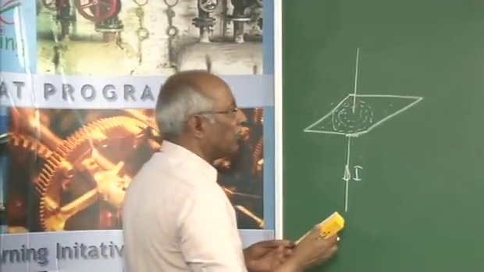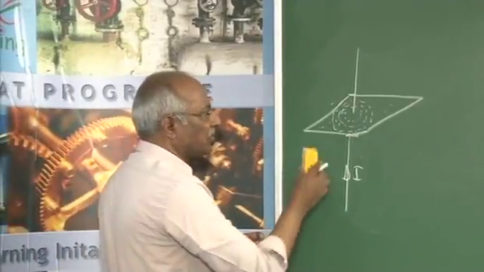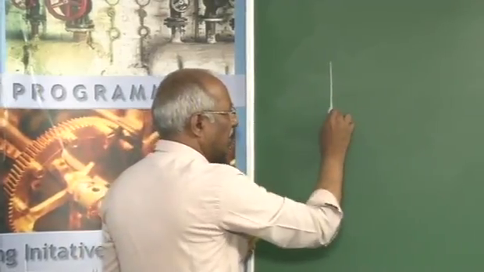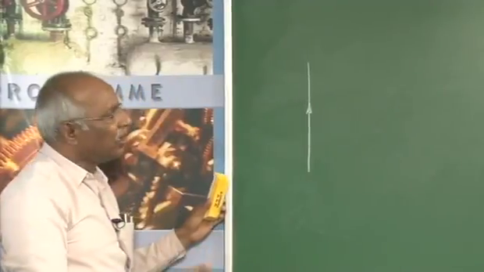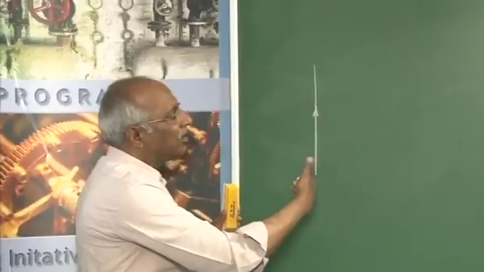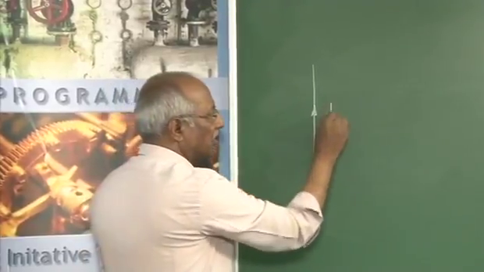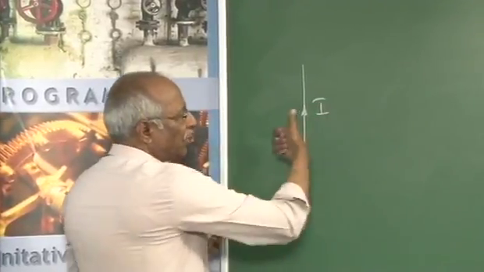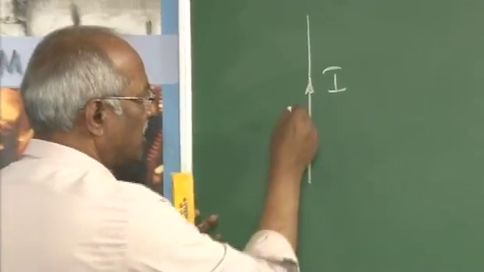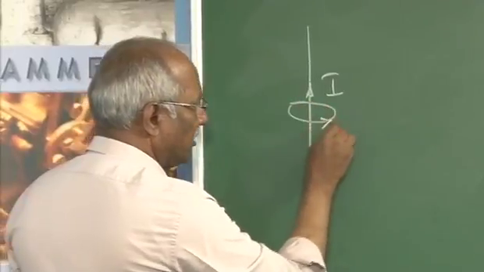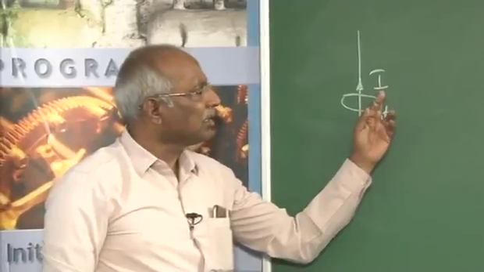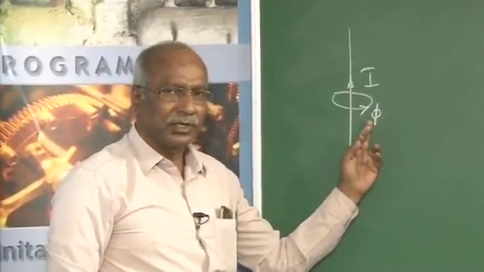What's the direction of the magnetic field, or the direction of the flux produced? If this is the conductor, go for the right hand rule. Hold the conductor in the right hand with the thumb showing the direction of the current. The curling of the fingers will give the direction of the flux produced. Obviously, it will be this way. This is the flux. As the magnitude of the current goes on increasing, the flux produced also goes on increasing.